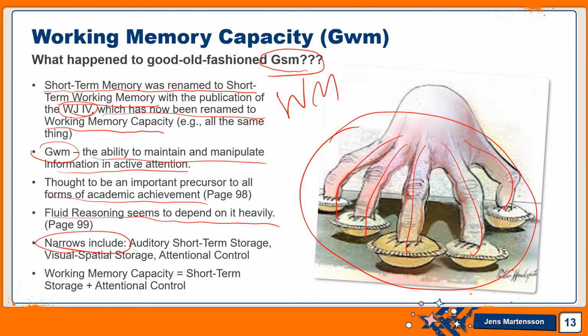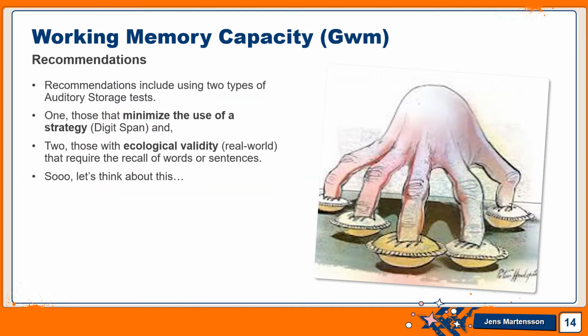So the narrow abilities for working memory are, what we've usually tested, working memory, I've got to remember to write them backwards, and then memory span, which is what you're used to. But here we have auditory short-term storage, visual spatial storage, and attentional control. So working memory is basically short-term storage plus attentional control. I know that's as clear as mud, so let's just do the recommendations.